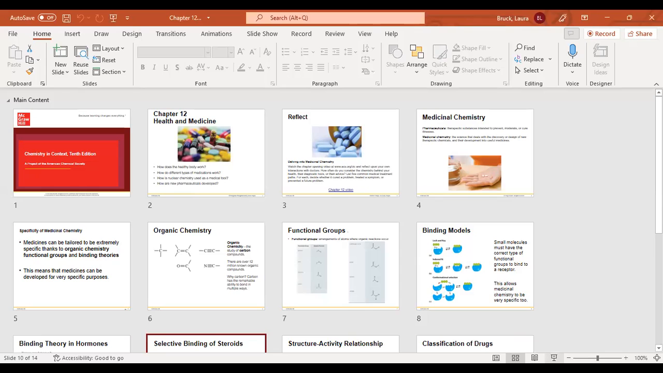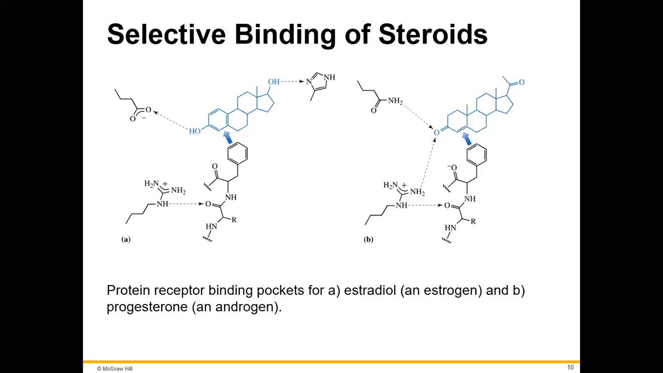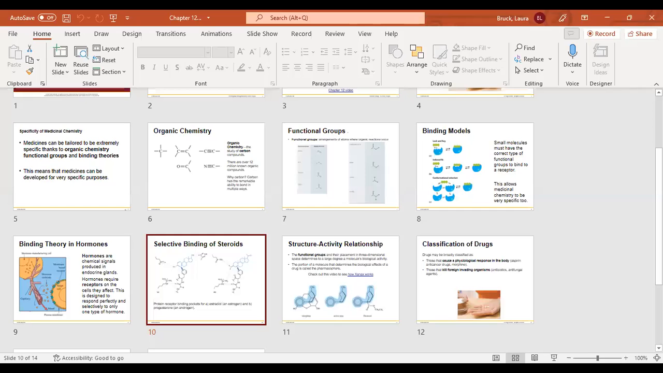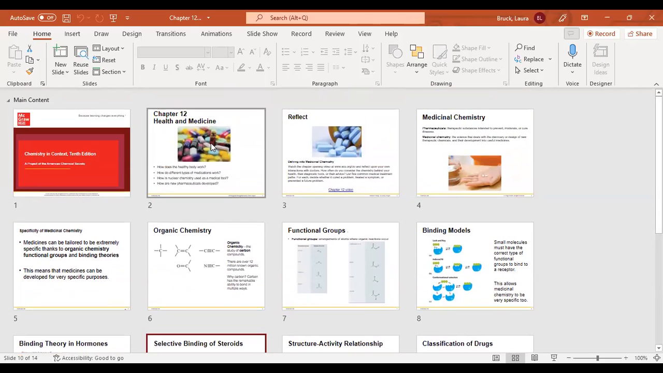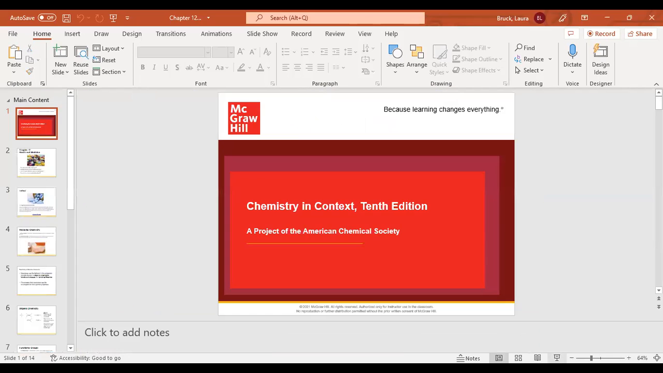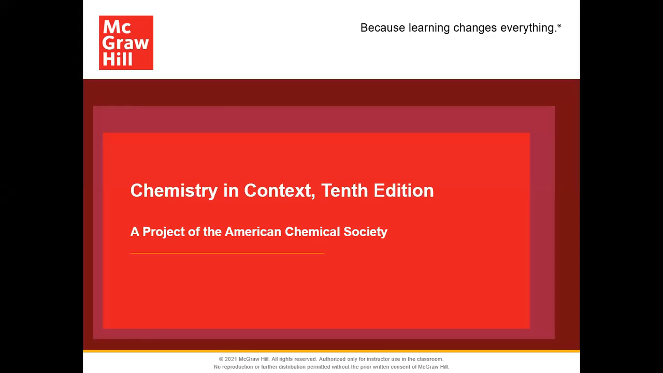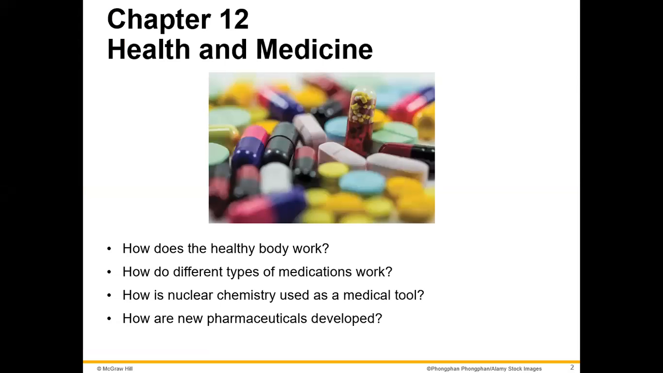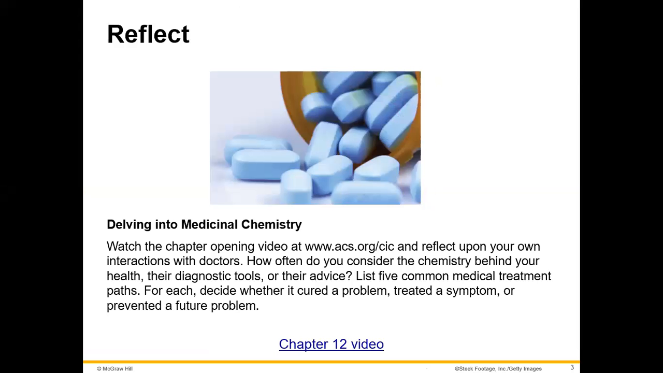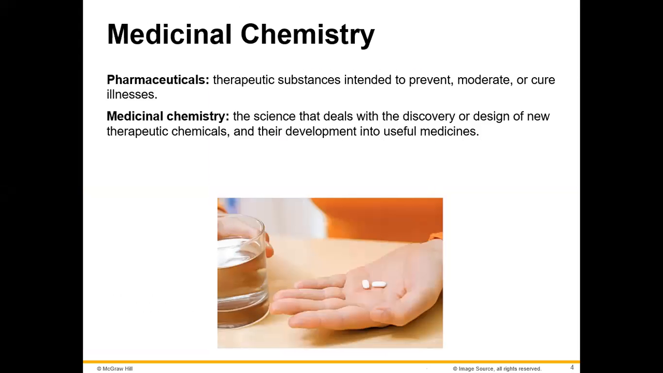Just a reminder to please read the textbook in addition to the notes packet and the presentation that we're going to do here. All right, so Chapter 12 is about medicinal chemistry. How does a healthy body work? What are the different types of medications? All that good stuff. So here's what you'll be doing as your reflection for Chapter 12, which I will just skip over. And let's talk about a couple of definitions.